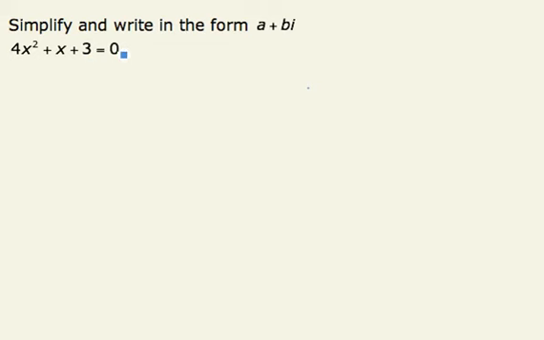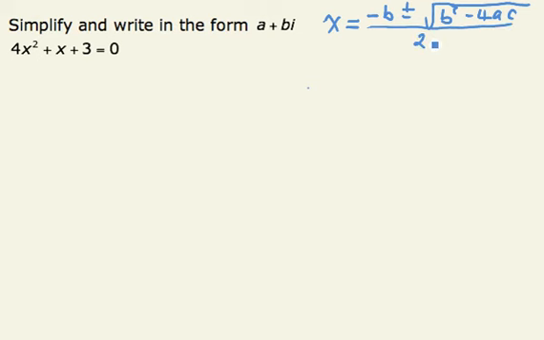Let's remind ourselves. If I have a quadratic equation that looks like ax squared plus bx plus c equals 0, the quadratic formula states that x must be negative b plus or minus the square root of b squared minus 4ac divided by 2a.